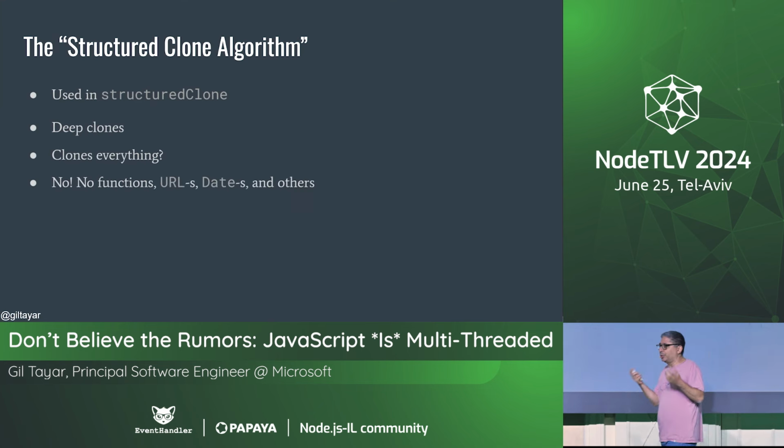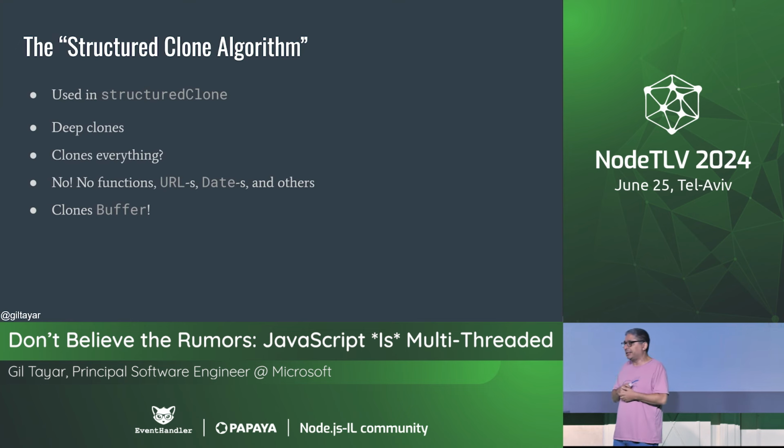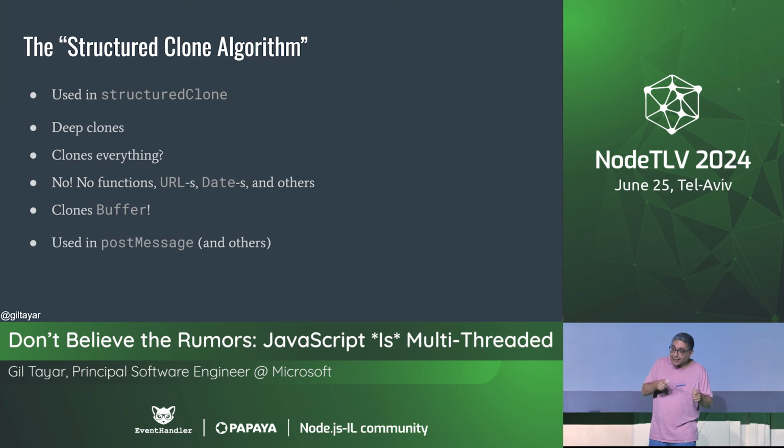Functions, it doesn't clone URLs, it doesn't clone dates, and it doesn't clone others. But it does clone buffer and array buffer. So we're good there, not a problem. And it's used not only in structured clone, but in post message, the same algorithm. You can find it in MDN.